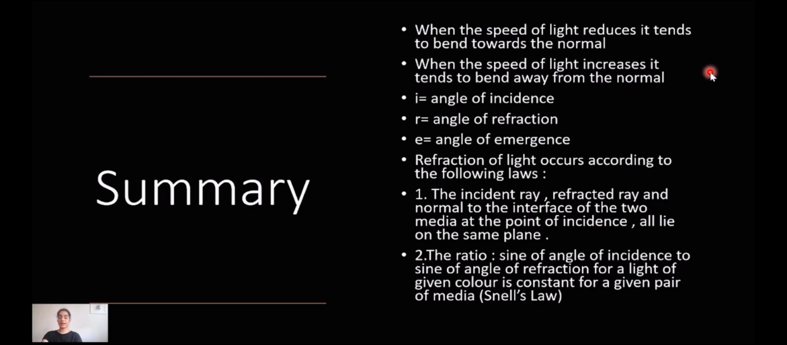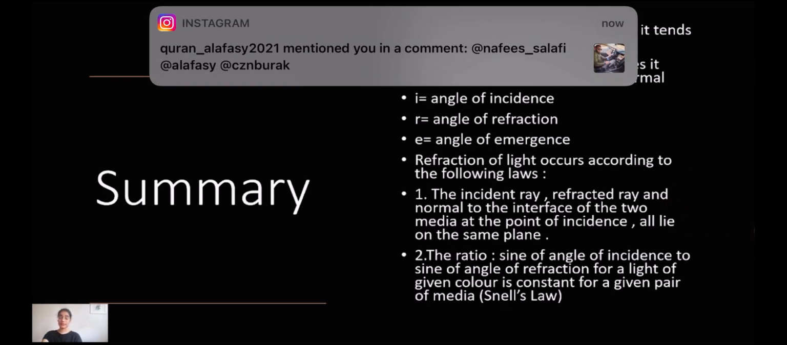Particularly, we represent i as the angle of incidence, r as the angle of refraction, and small e represents the angle of emergence, because once light enters a certain medium, it also emerges in the opposite direction from that medium, and usually refraction takes place twice. Now, refraction of light occurs according to the following laws: the incident ray, the refracted ray, and the normal to the interface of the two media at the point of incidence all lie in the same plane. This law is also followed for curved surfaces.